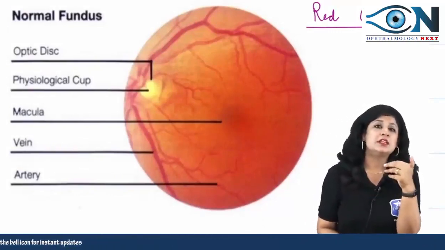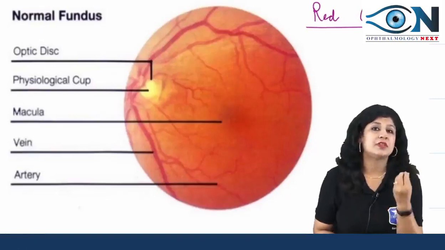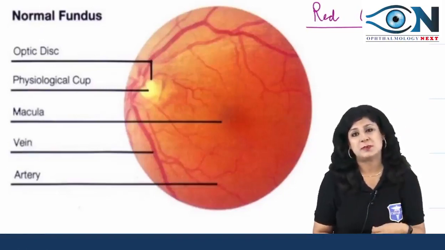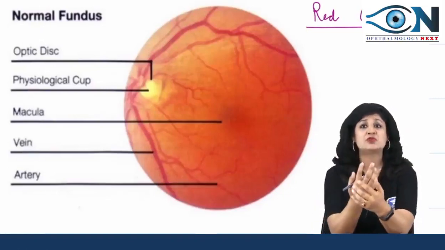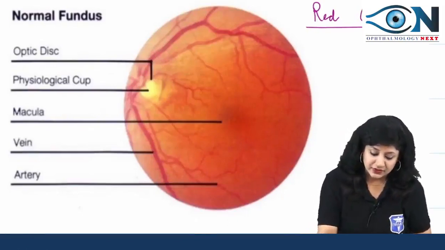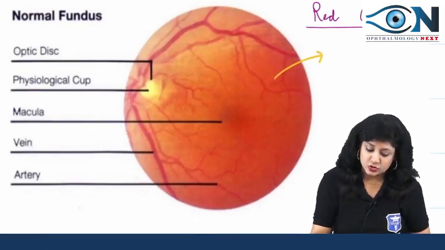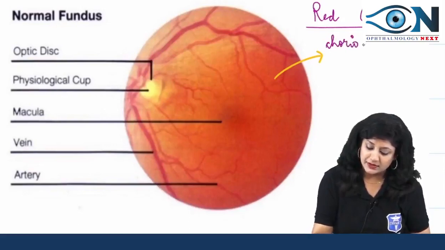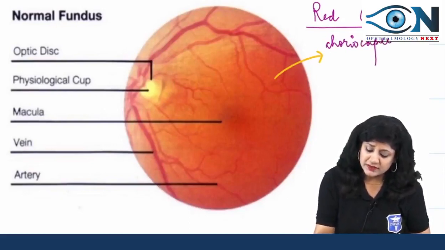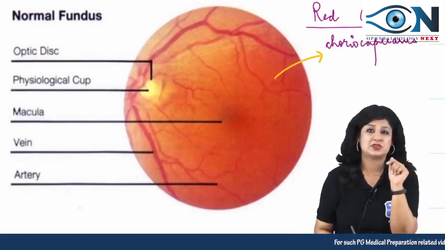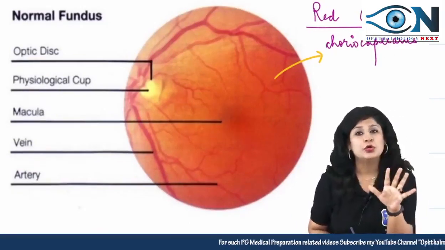Okay. So the neurosensory part of the retina is actually the transparent one, and what you are able to see, this reddish glow part, is actually due to the choriocapillaries. So this is very important to understand why we actually get this reddish reflex. It is due to the choriocapillaries.